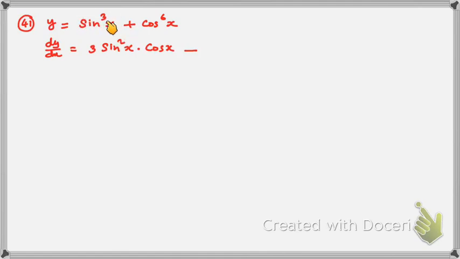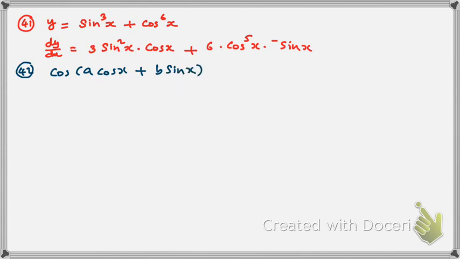Sine x the whole cubed is 3 times sine x the whole square into the inside function. What is the inside function? Inside function is sin x. Derivative is cos x, plus cos raised to 6x, which is actually cos x the whole raised to 6. And cos x the whole raised to 6 is 6 times cos x the whole raised to 5 into the derivative of cos x, which is minus sin x, which is the answer. You should try this question yourself.